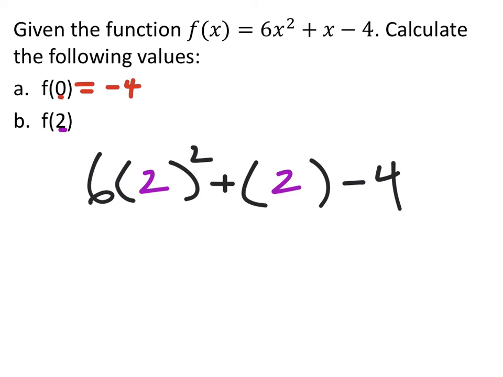And if you guys had used the x storage button, you could have just done it, but I didn't, so whatever. 6 parentheses 2 to the power of 2 plus parentheses 2 minus 4 equals 22. So f of 2 equals 22. Yeah, we use the calculator for that. I recommend using the calculator. It's a very good resource.